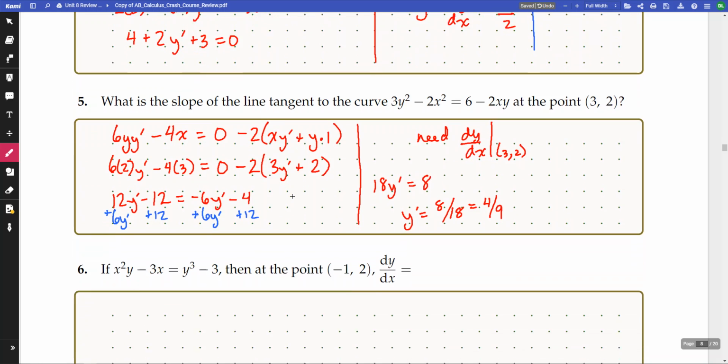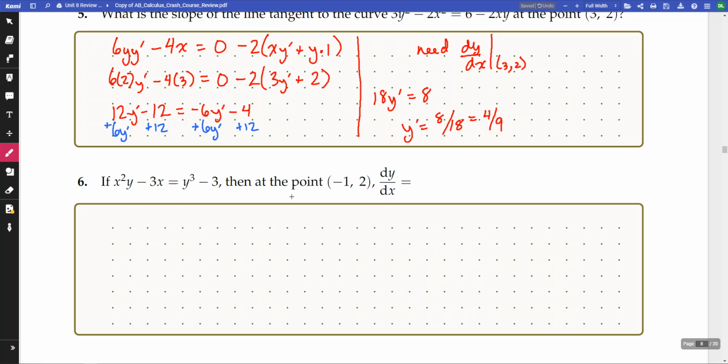Okay. And one more example for this video. We have: if x squared y minus 3x equals y cubed minus 3, then what is dy/dx at the point (-1, 2)? Okay, so we go through. We have a product rule here. x squared times the derivative of y plus y times the derivative of x squared, minus the derivative of 3x, equals the derivative of y cubed, 3y squared times the derivative of y, and then the derivative of a constant is 0. Some people like to solve for y prime before substituting, so we can do that here.